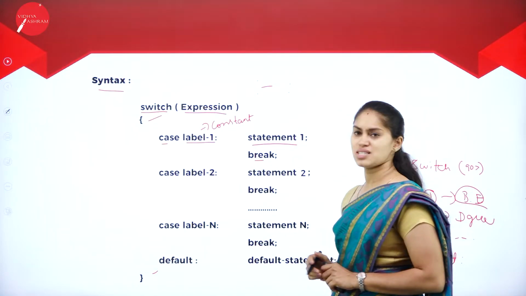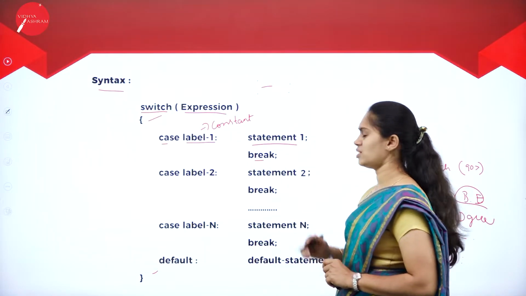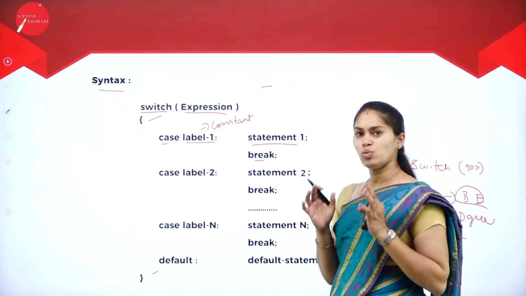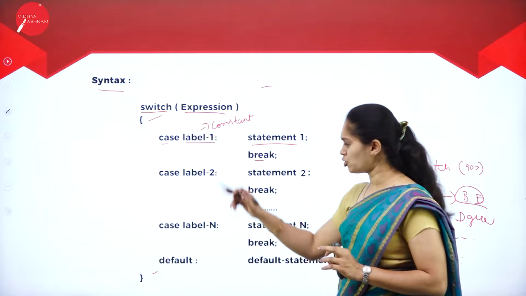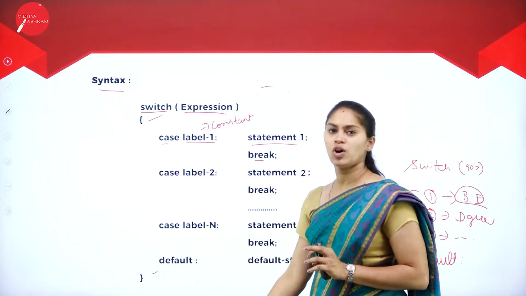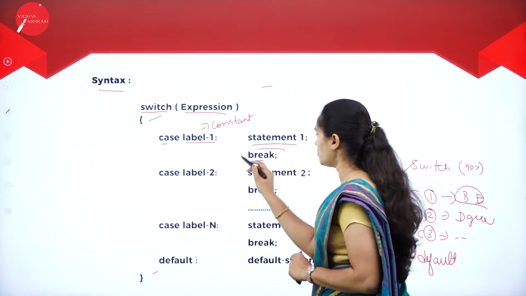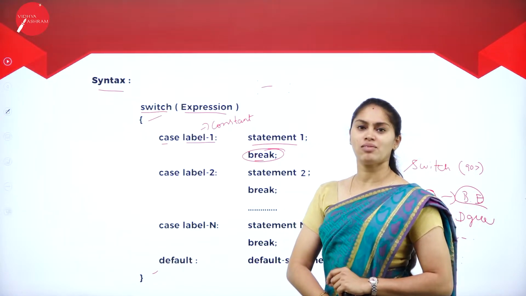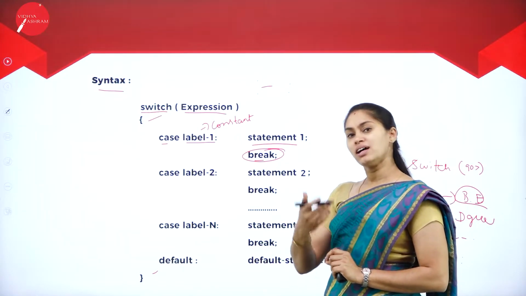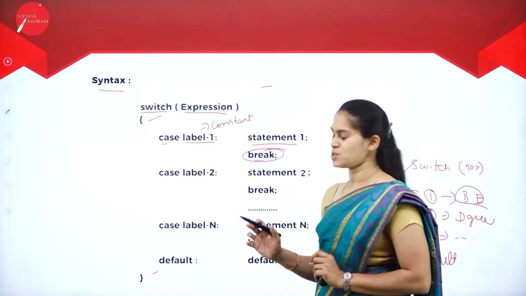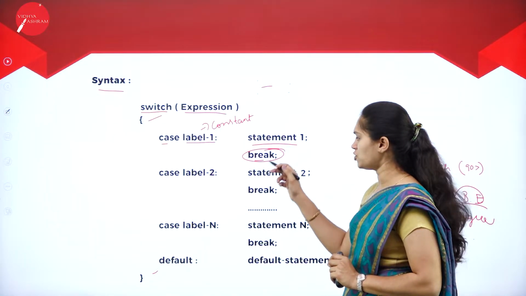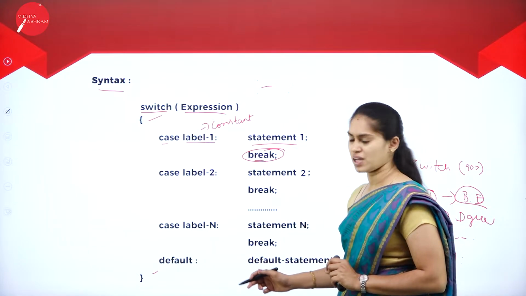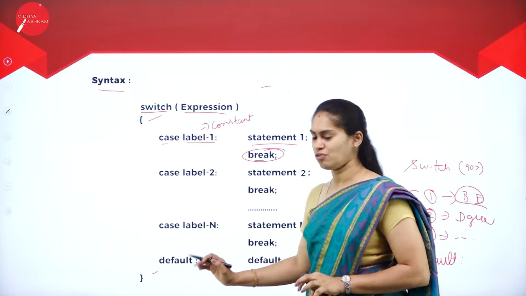If the expression matches with label 1, then statement 1 will execute. Once statement 1 gets executed, I should not come further. I have to move out of the switch. That is the reason we have break here. Break allows me to come out of the switch. That is why we have to use break in all the labels, in all the cases, until it reaches the default statement.